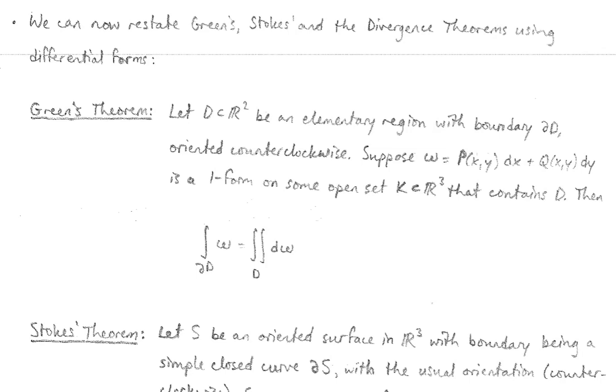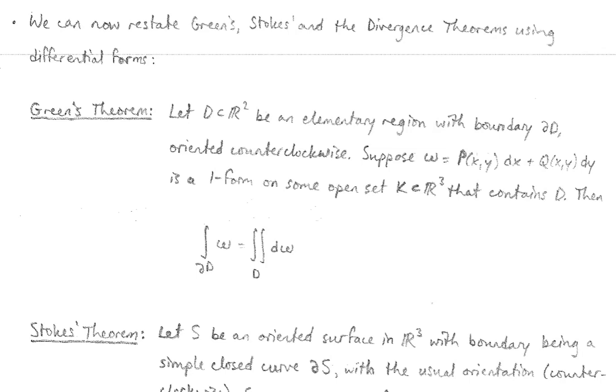Taking the conclusion of Green's theorem and rewriting it in terms of differential forms gives you the following. The integral over partial D of omega is equal to the double integral over D of d omega, or the derivative of omega. Recall before that the integral over partial D of p dx plus q dy equals the double integral over D of q sub x minus p sub y dx dy. If you take the derivative of omega, you get identically q sub x minus p sub y dx dy.